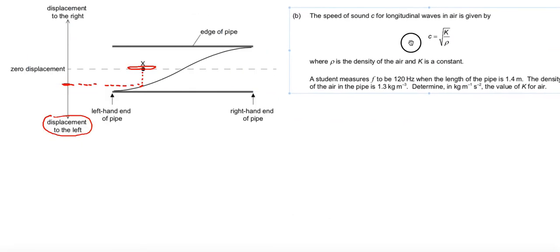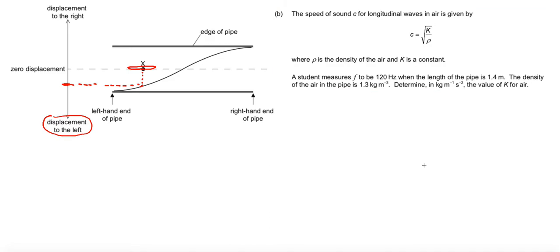So now we have to find c by using this data and substitute it into the equation. What is c? The speed of the wave. To find the speed of the wave, c in this case, we have to know the frequency and lambda. Frequency is given directly, but what about lambda? Lambda is related to the length of the pipe.